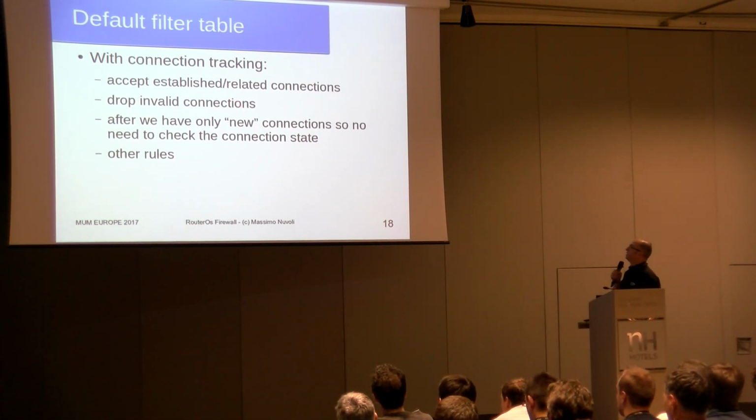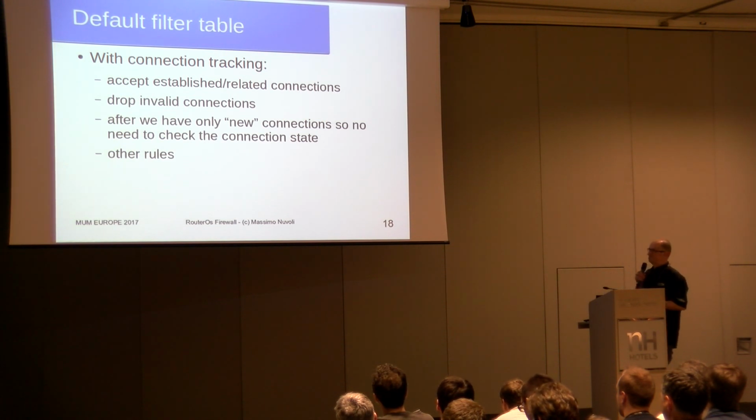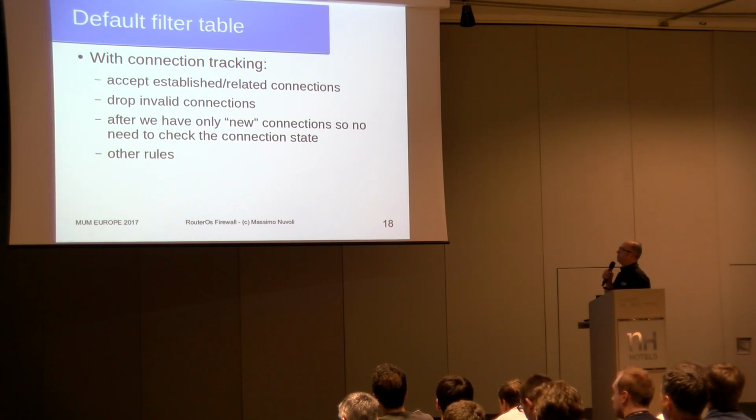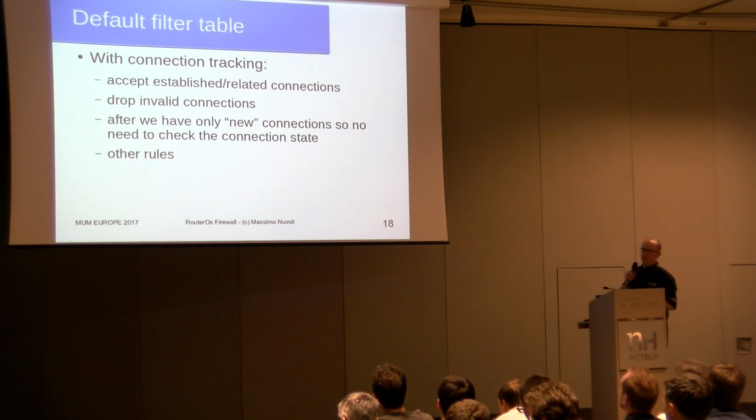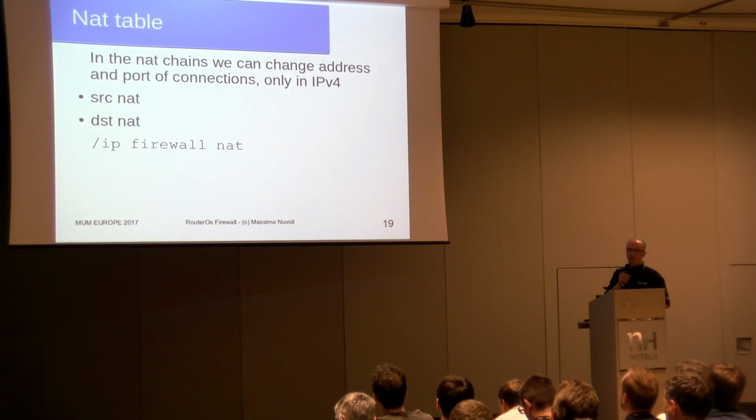We have a rule that accepts established and related connection tracking, and drops invalid connections that are not new, established or related. Invalid connections are trying to pass the firewall for no reason. So after that, we only have to check new connections, with no need to check the connection state. There are also other rules in the default configuration. We go forward, and we have an example to see later.